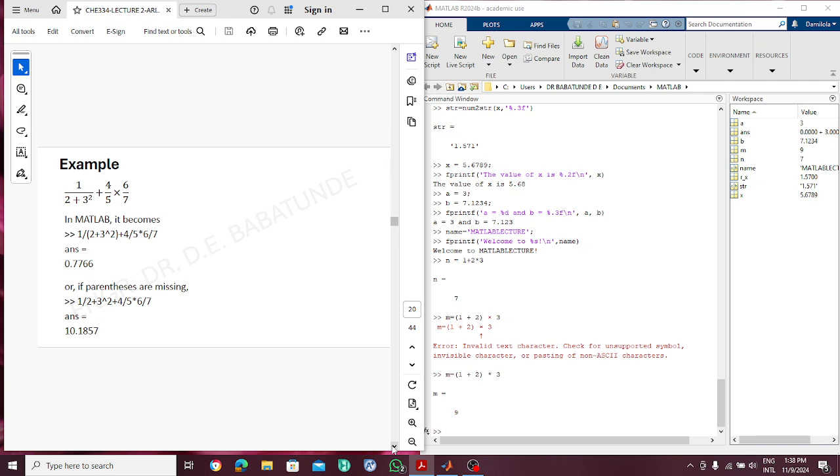So here is another example on the screen that says, if you read it out, 1 over 2 plus 3 square plus 4 over 5 times 6 over 7.